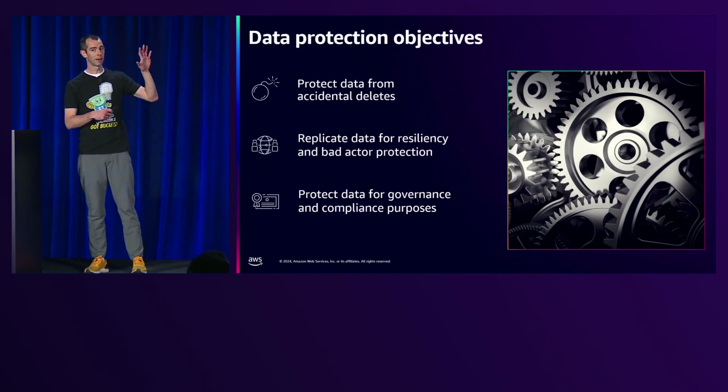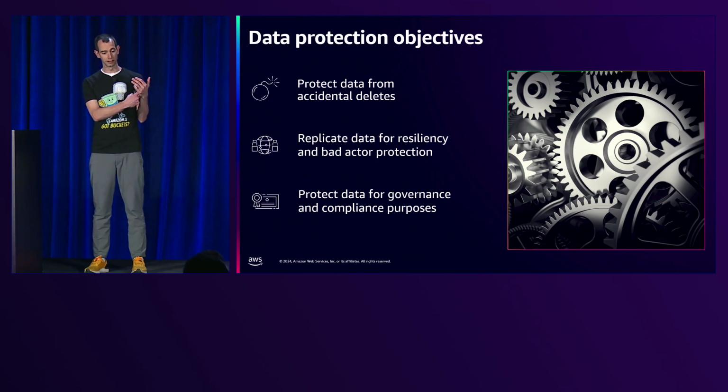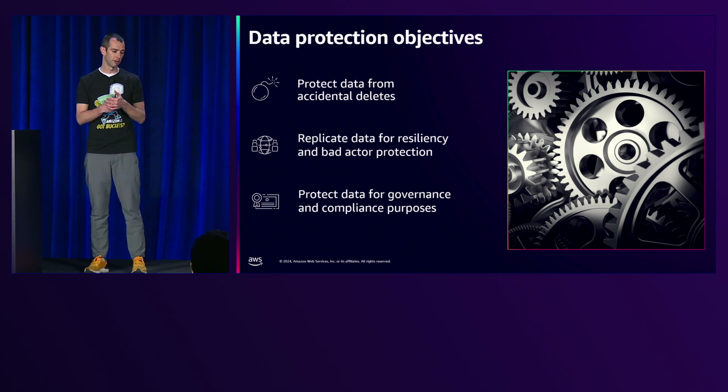So when we talk about our data protection objectives, first, we want to protect against those accidental deletes. That can be things like accidental deletions, overwrites, maybe a lifecycle policy that's configured incorrectly, wrong number of days, things like that. We also may want to build additional resiliency against things like bad actor protections and maybe regional issues that affect our data availability.